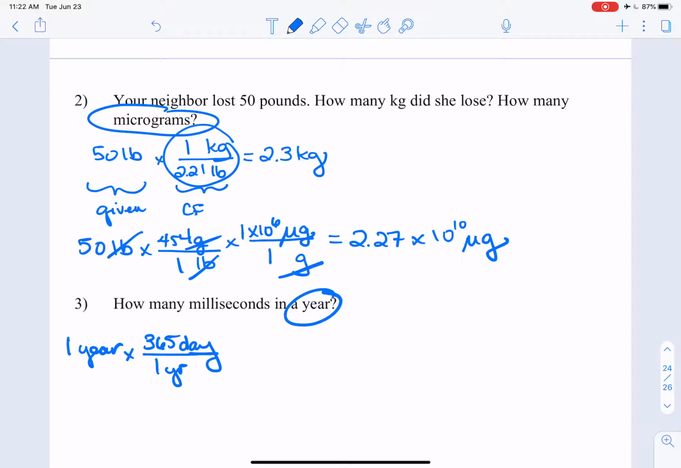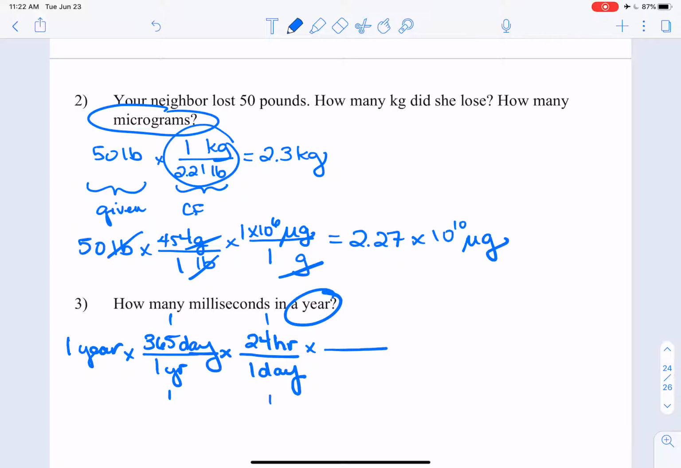So day and days is the same thing. Some of you might have said 52 weeks. That's fine too. And then in 1 day, you're going to have what? 24 hours. Okay. And so that's an equivalent statement too. So again, you're just multiplying by 1 over 1 and 1 over 1. It works that way.